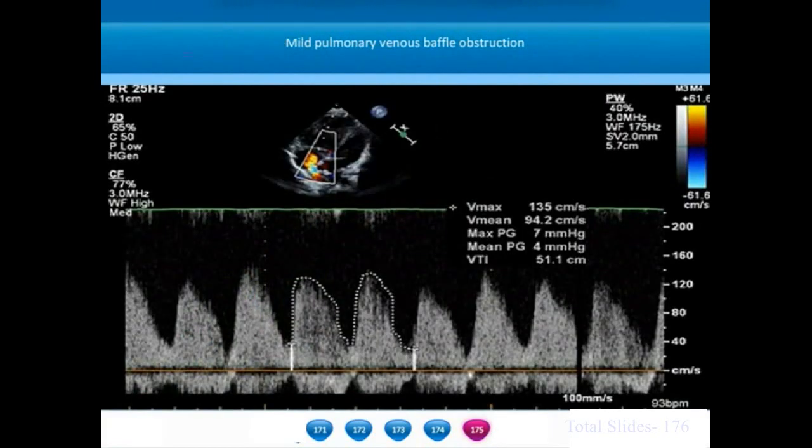Very mild pulmonary venous baffle obstructions with mean gradients of around 4 millimeters of mercury, as shown in this example, will not lead to any hemodynamically significant pulmonary venous hypertension.